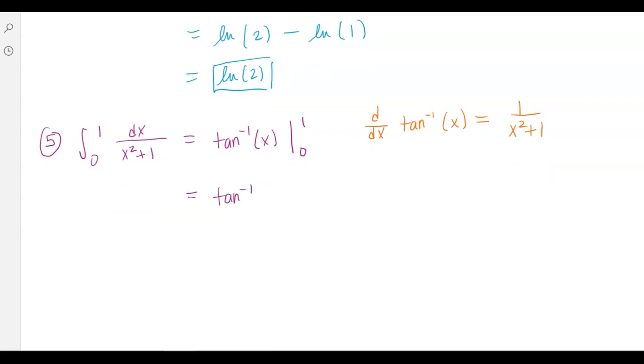So we want to know what's the angle that has a tangent of 1, and then what's the angle that has a tangent of 0. So this first one is pi over 4, and then the second one is 0. So our overall answer is pi over 4.